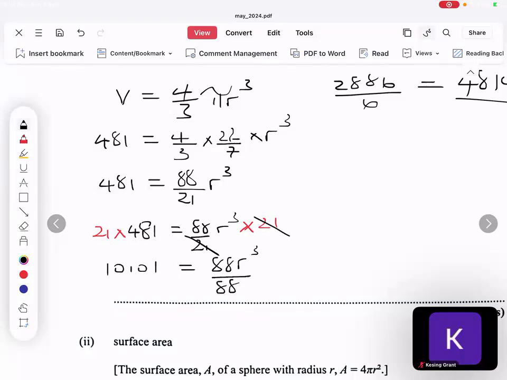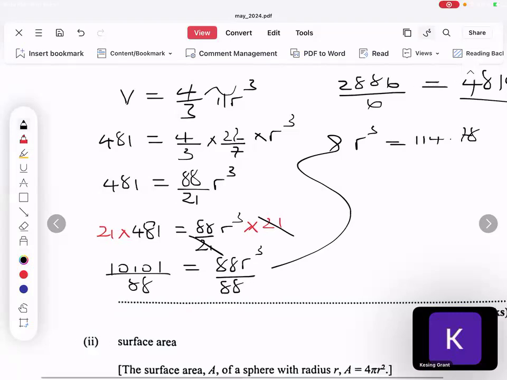So I'm going to divide over here by 88. I don't have to make it this long, I'm just making it long because I'm doing it step by step. If you have a way where you can cut it out and make it easier, no problem. So what is 10,101 divided by 88? 114.78. Alright, and I always say 1 over 2 up there, but now I say 1 over 3. So R is equal to the cube root of 114.78.